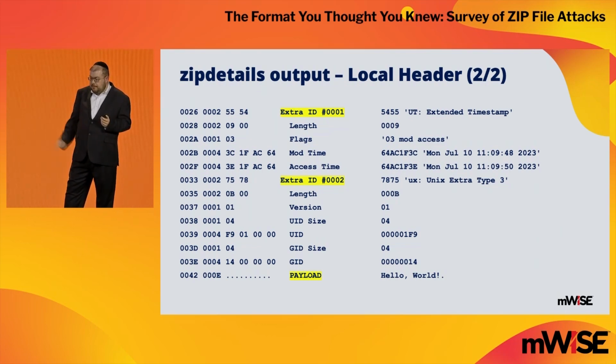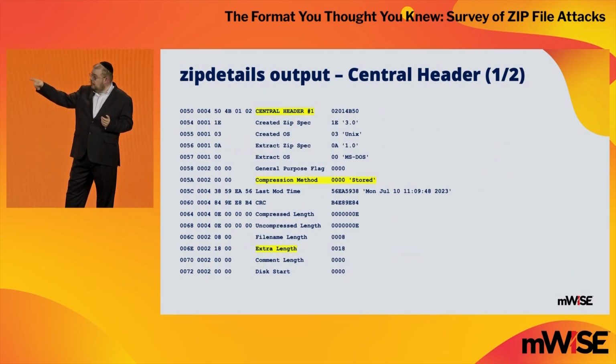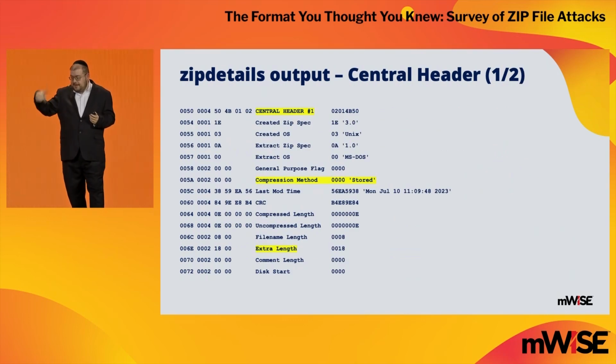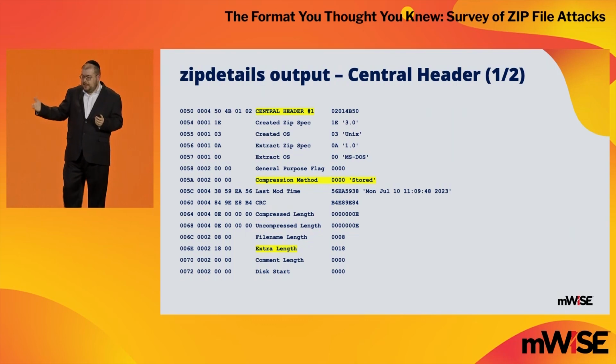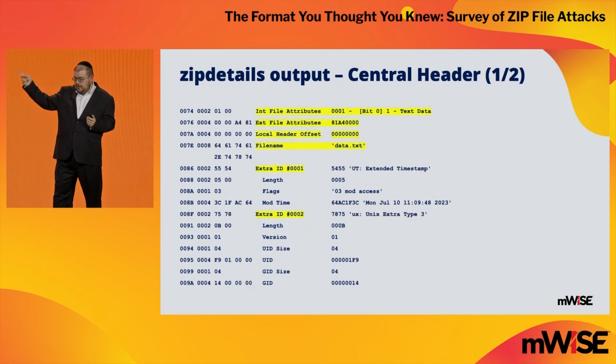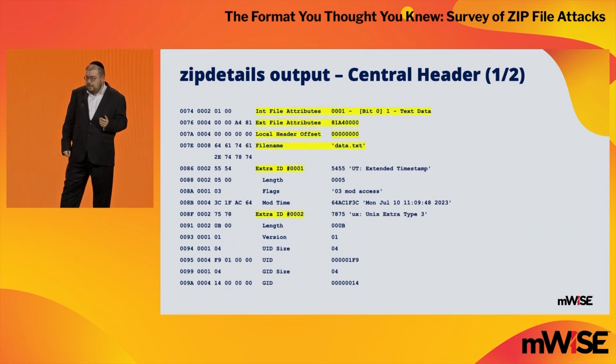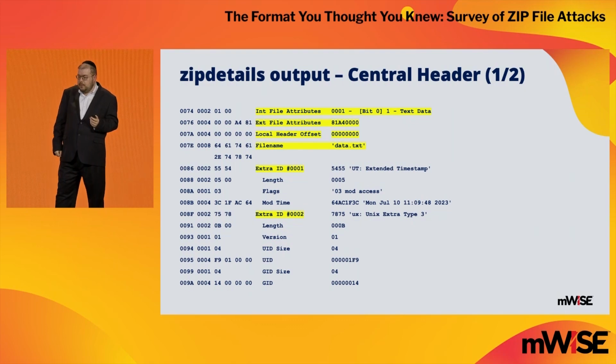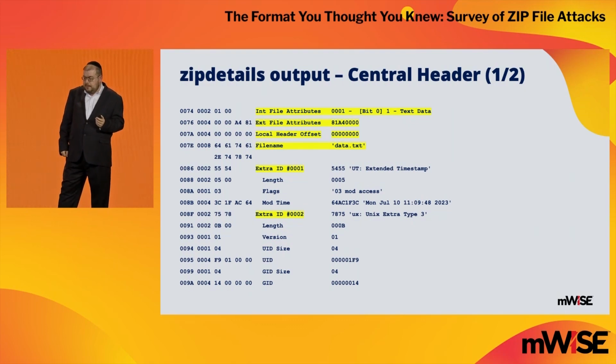And then you've got the payload at the bottom. It repeats a second time in the central header. So now you've got the same exact metadata repeating itself a second time in the central header, with a little bit of extra information. The extra information is these two fields on top. File attributes, external and internal file attributes, also impact permissions.